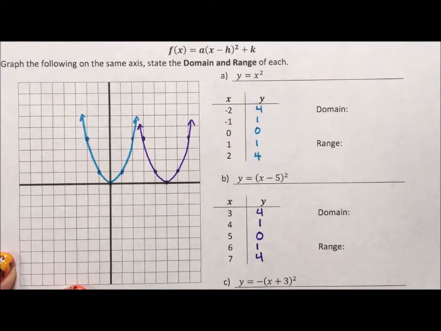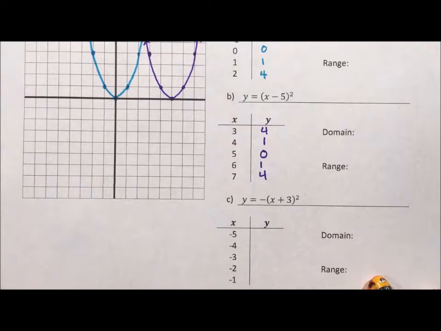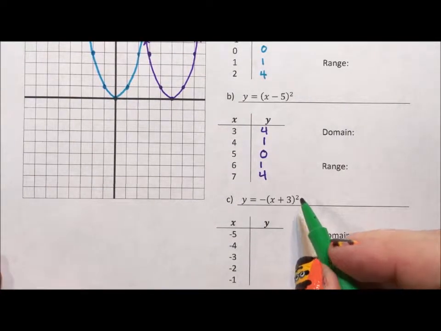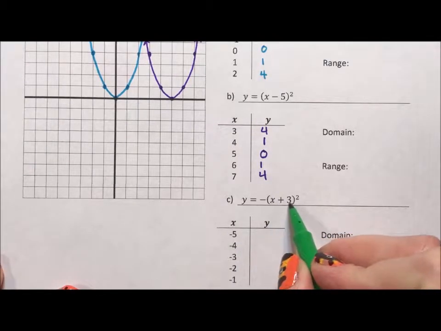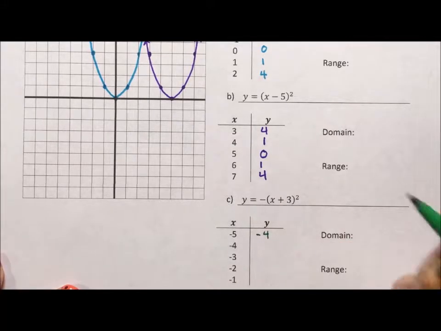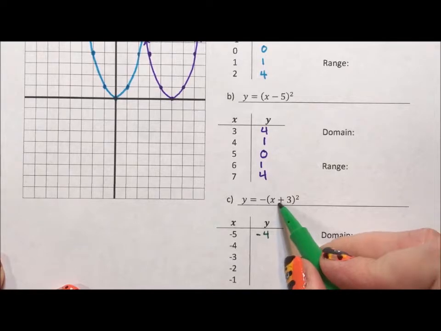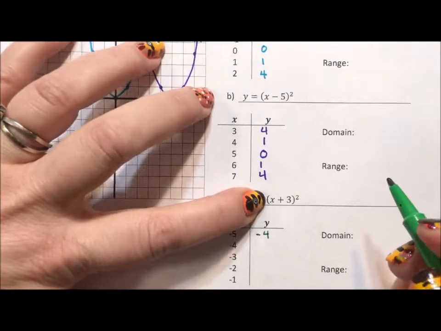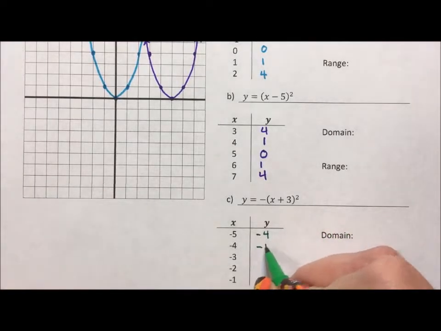All right, my next graph is going to be y equals negative (x plus 3) squared. If I put in negative 5, negative 5 plus 3 is negative 2. Negative 2 squared is 4, but then there's that extra negative, so this becomes negative 4. Negative 4 plus 3 is negative 1. Negative 1 squared is 1, but then there's an extra negative, so this is negative 1.